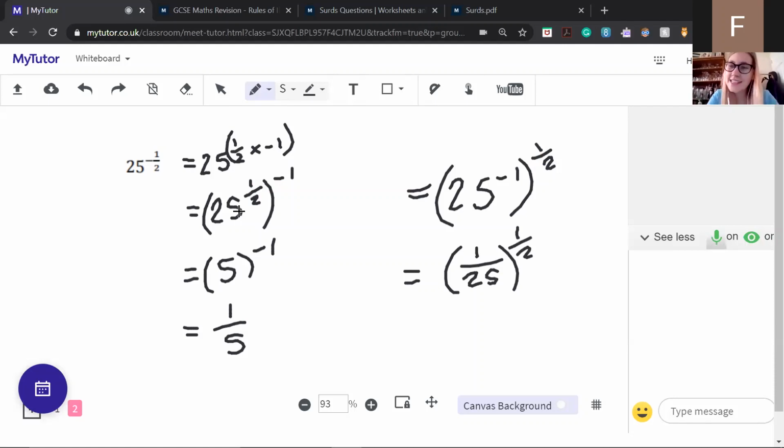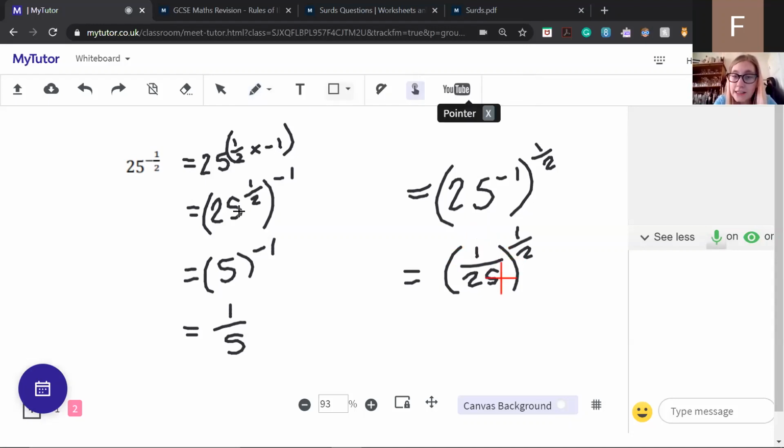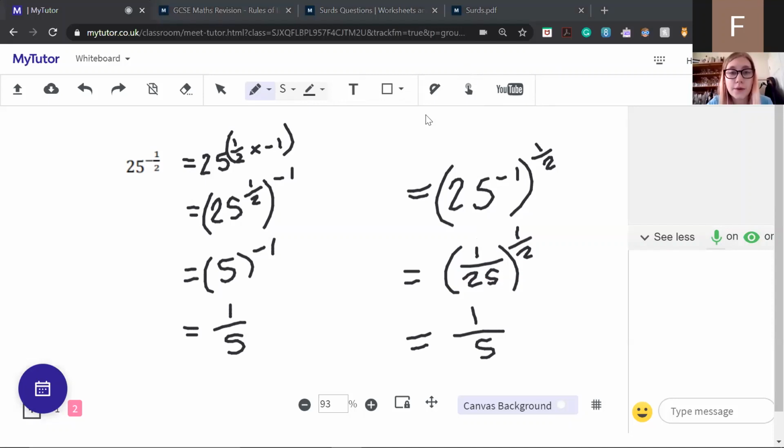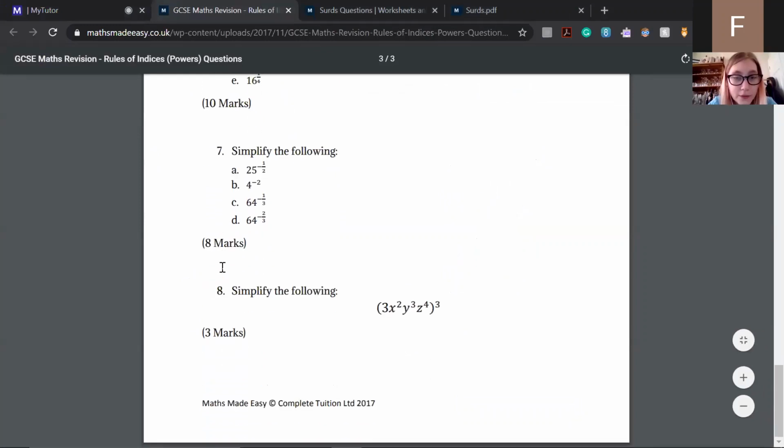And then exactly the same as when we raised it to the power of 2, if we're doing this, then this means that we square root the top and square root the bottom. Root 1 is just 1. Root 25 is 5. So we get the same thing. So it's just preference, whichever way around you do it. It doesn't matter at all. Cool. I hope that makes sense. We'll have a look at some others as well. Right, it's quite confusing.